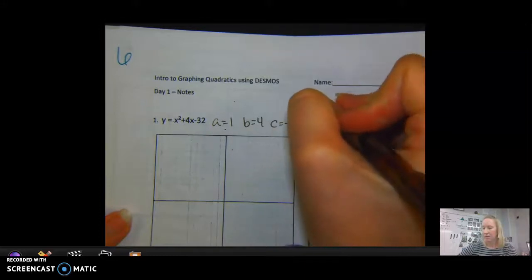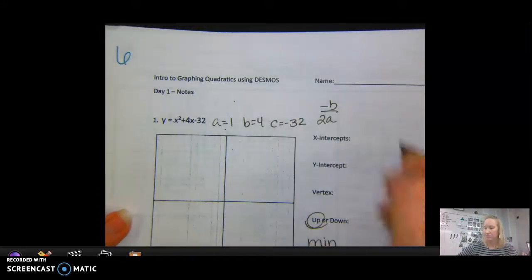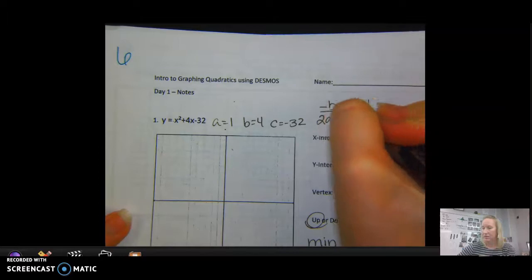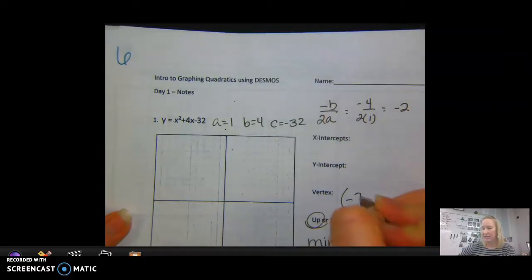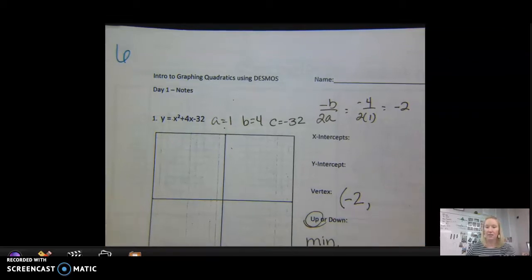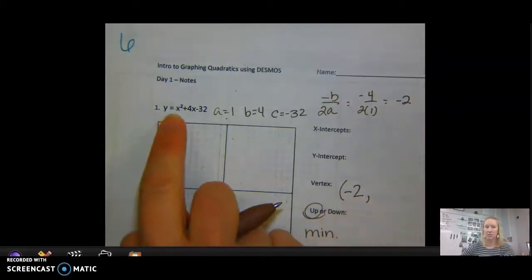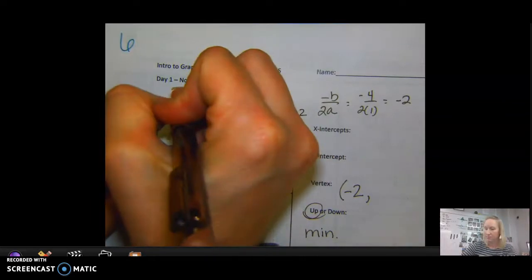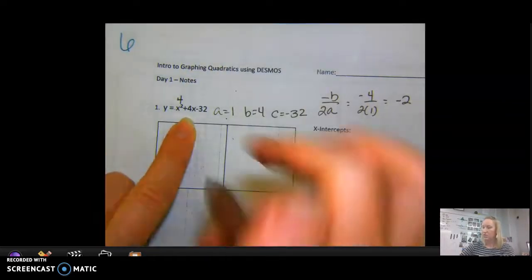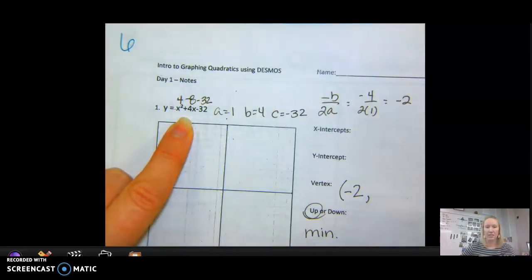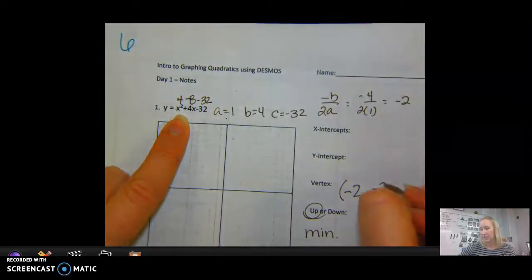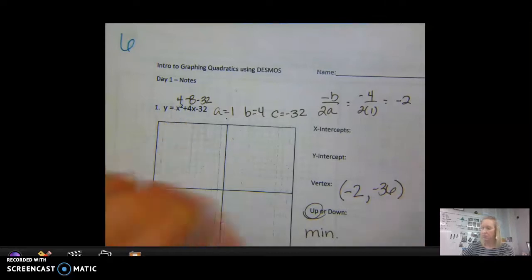Now I'm going to do negative b over 2a to find my vertex. So that would be negative 4 over 2 times 1, which gives me negative 2. So my vertex is at negative 2. To find my y value at the vertex, I'm going to go ahead and plug this in. So I'm going to do negative 2 squared, which is 4. Negative 2 times 4 is negative 8, and then minus 32. If I put that into my calculator or do the math, I get negative 36 for my y value.